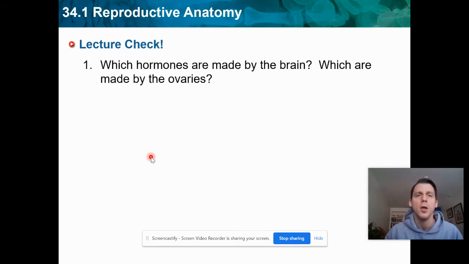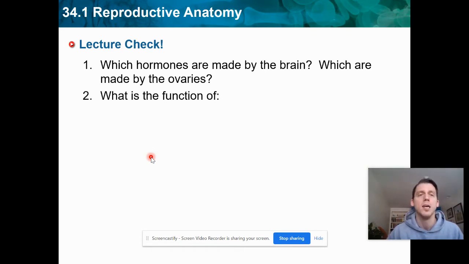All right. Which hormones are made by the brain and which hormones are made by the ovaries? Take a moment and answer this question now. All right, made by the brain are the pituitary hormones. That's FSH, the hormone which develops the egg, and LH, that's the hormone that causes ovulation. Made by the ovaries are estrogen and progesterone. Both of these develop the uterus in case of pregnancy.